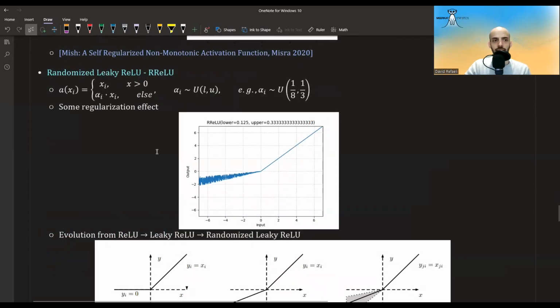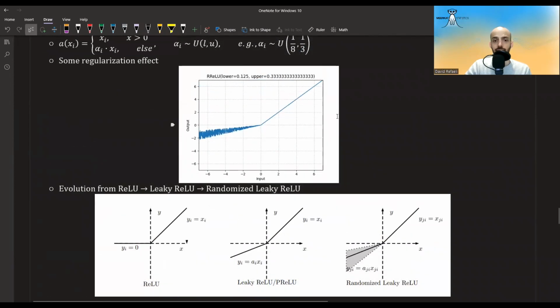Another interesting activation function is called the Randomized Leaky ReLU, or RReLU. This is very similar to the Leaky ReLU, only at train time, you don't set a fixed alpha. You sample it from some uniform distribution between some lower and upper bound. And this seems to have some regularization effect. Okay, and this is how it looks.